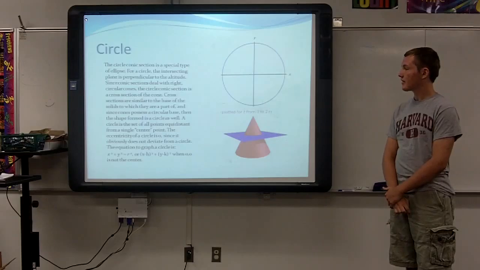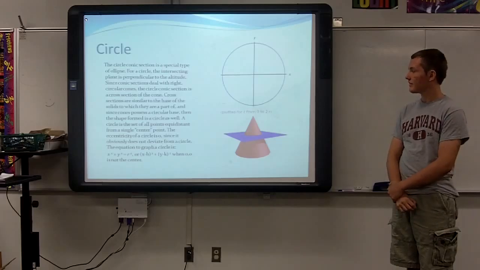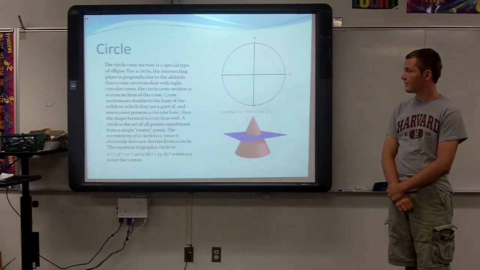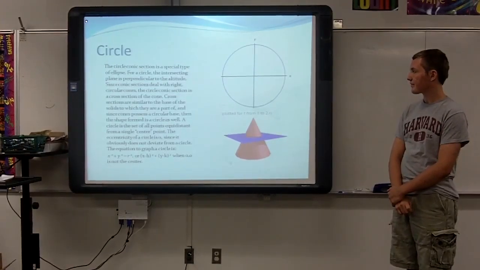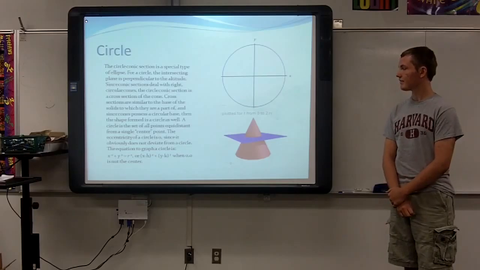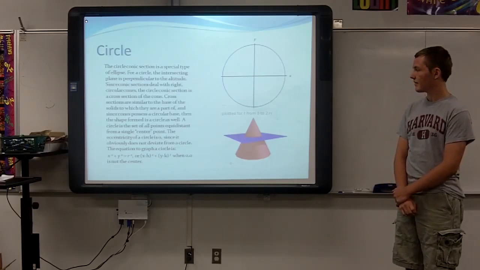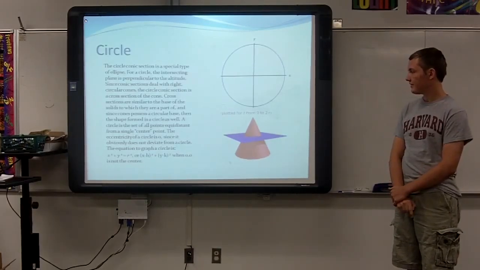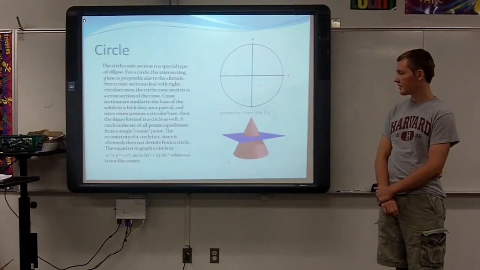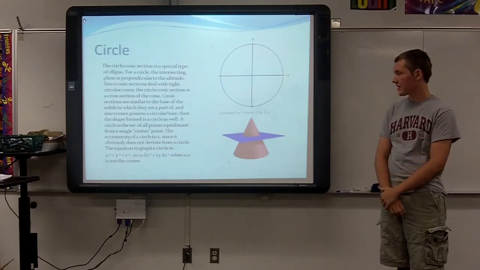Circle. The circle conic section is a special type of ellipse. For a circle, the intersecting plane is perpendicular to the altitude. Since conic sections deal with right circular cones, the circle conic section is a cross-section of the cone. Cross-sections are similar to the base of the solid to which they are part of, and since cones possess a circular base, then the shape formed is always a circle as well. A circle is a set of all points that are equidistant from a single center point. The eccentricity of a circle is 0, since it obviously does not deviate from the circle. The equation to graph a circle is x squared plus y squared equals r squared, or (x minus h) squared plus (y minus k) squared equals r squared when 0, 0 is not the center.